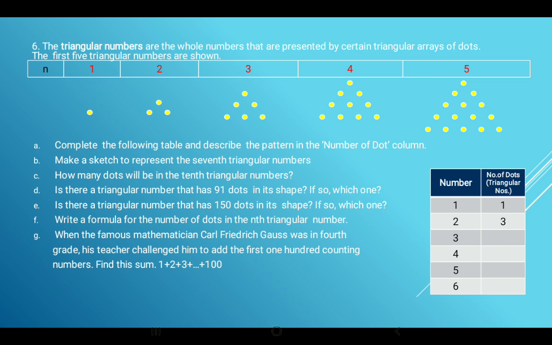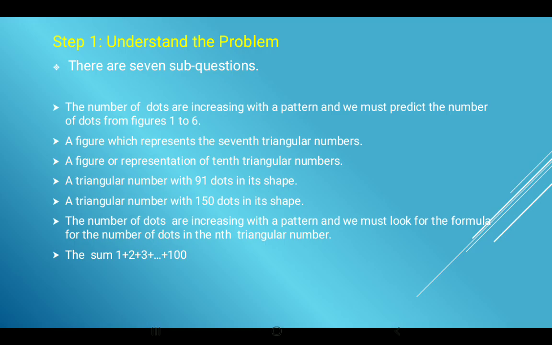And F, write a formula for the number of dots in the nth triangular number. And G, when the famous mathematician Carl Friedrich Gauss was in the 4th grade, his teacher challenged him to add the first 100 counting numbers. So find the sum. So we will use the Polya 4 steps to solve this problem. Step 1, understand the problem.